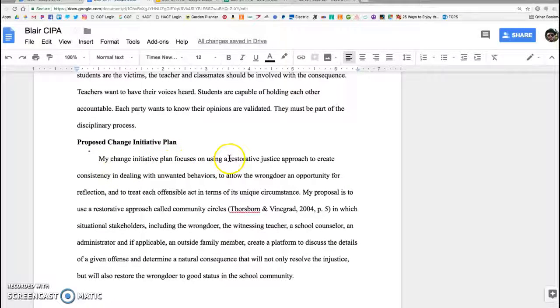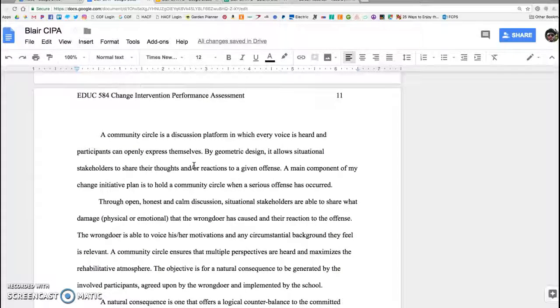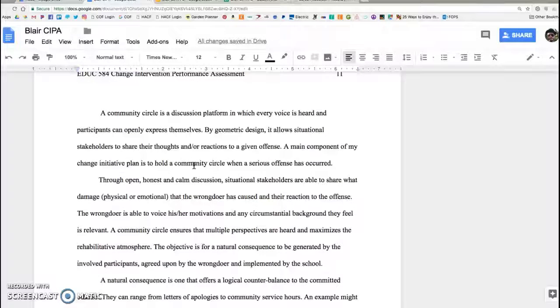It focuses on using a restorative approach to create consistency in dealing with unwanted behaviors, to allow the wrongdoer an opportunity for reflection, and to treat each offensive act in terms of its unique circumstance. As part of this, I want to use a discussion platform that's called a community circle. It's a way for voices to be heard, for reactions to be shared. It's a main component of this change plan.